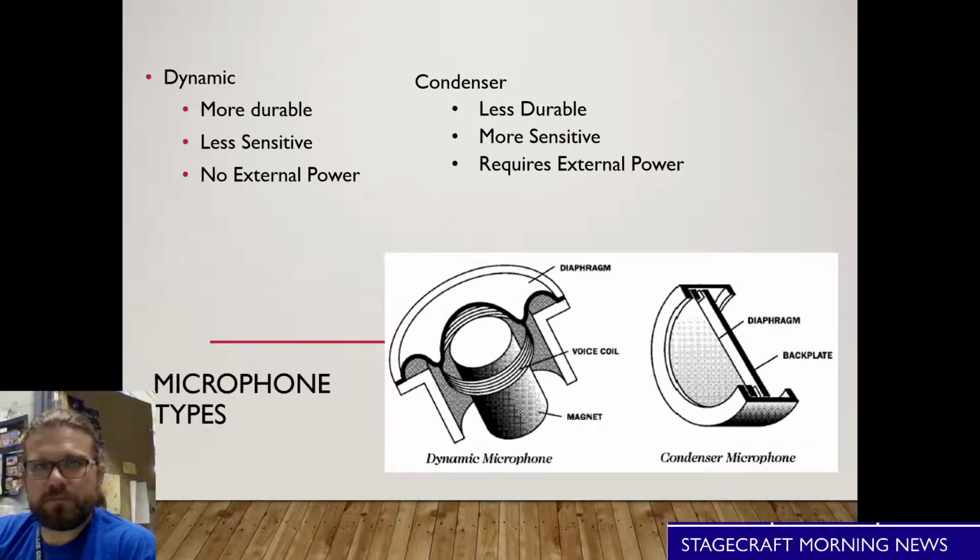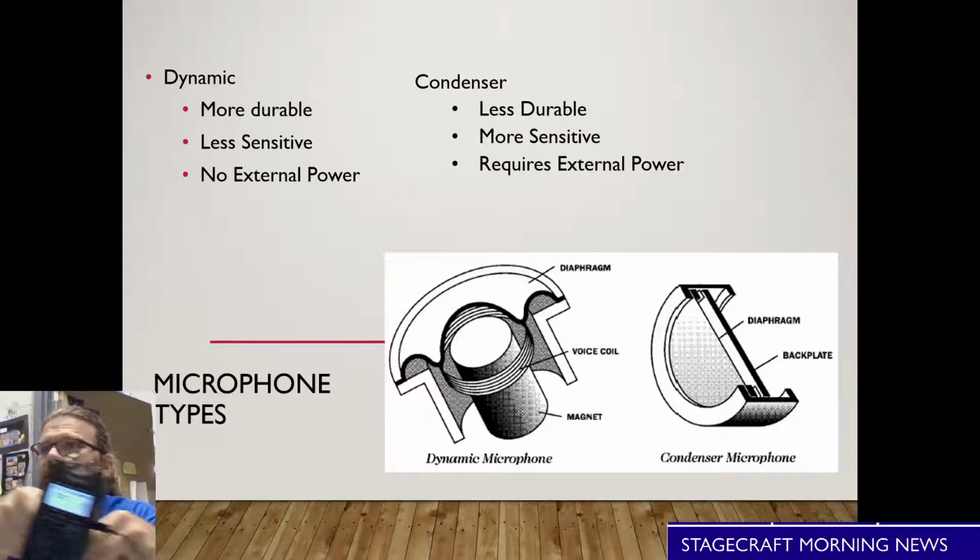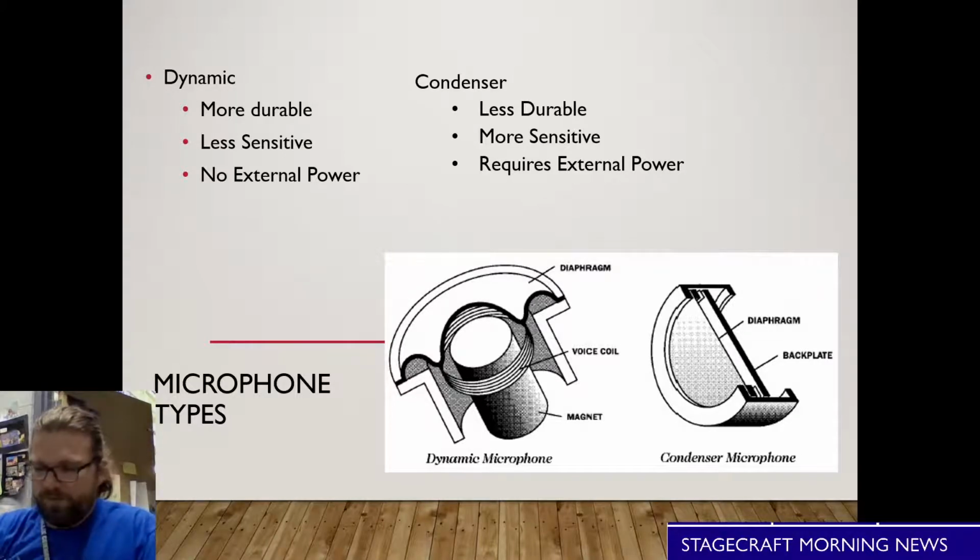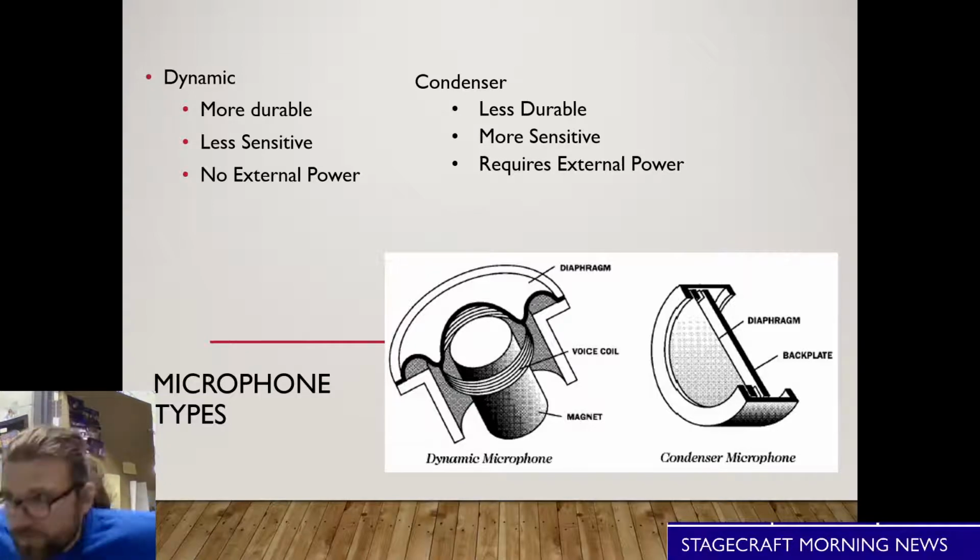The condenser is pretty much the opposite in a lot of ways. It is less durable. It's a little more fragile. If you drop a condenser, it's going to probably break. But it is more sensitive. So I'm speaking into a condenser mic right now. This is a little Zoom thing, Tascam thing. And it has some really nice condensers, so I don't have to get right up on it. And in fact, if I did, it would probably clip. That probably sounds bad.